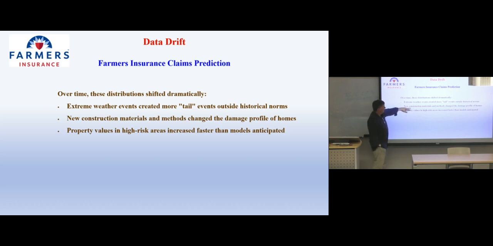New construction material. Now, this is really cool. They're trying to touch on 3D printing houses here. That's turned out to be a real problem. Contractors are objecting to this. They'd rather use their supply chains of lumber. But property values have increased faster than the models anticipated in these high-risk areas.